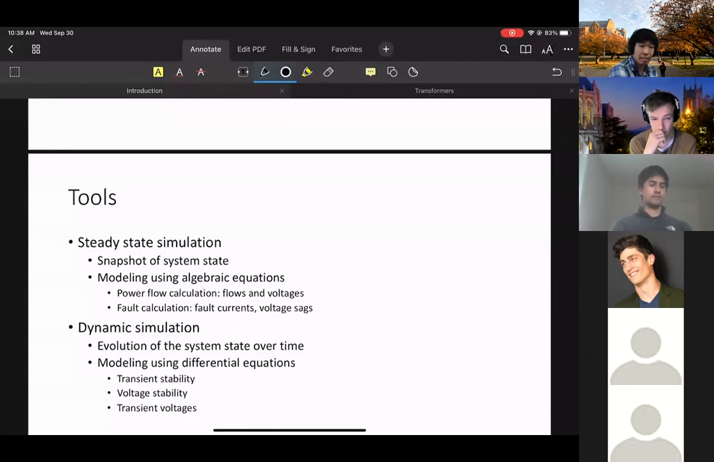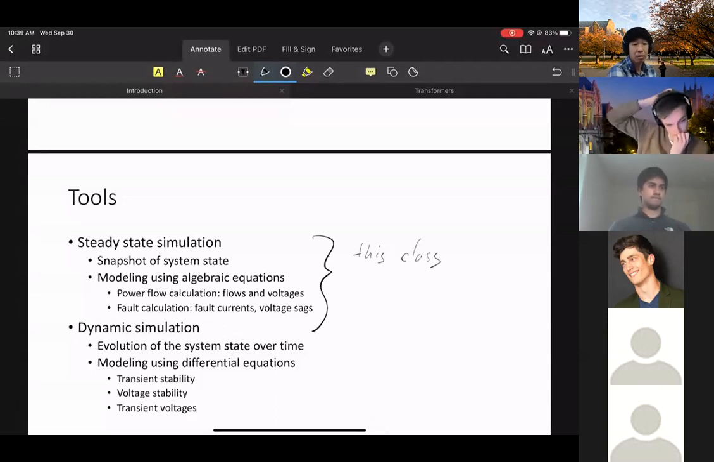Later, if you take more classes, they will cover more dynamic simulation, dynamic behavior of the system. So let's say a line has an outage, the system will not go to the new steady state immediately. There's some transition. How do you understand this kind of transition? That's a little bit more advanced than this class. This class is mostly about the steady state. We'll assume that even if a line has an outage, we'll immediately go to the new steady state, and we'll understand what that steady state means. We'll not worry too much about dynamics.